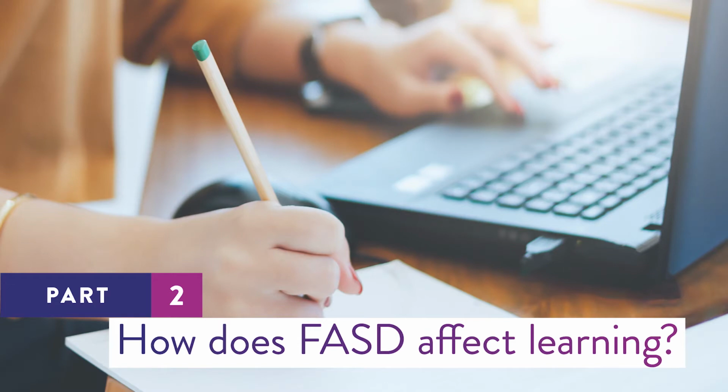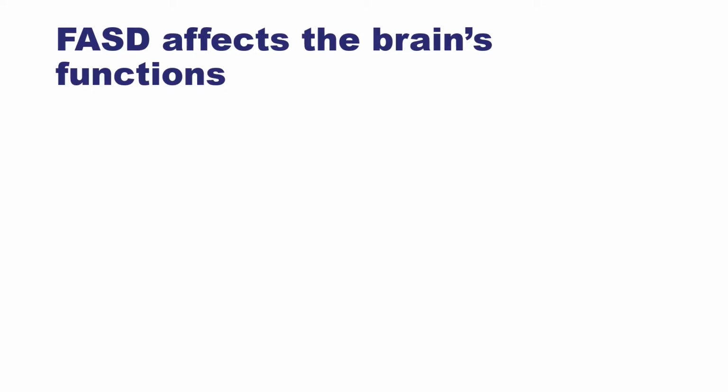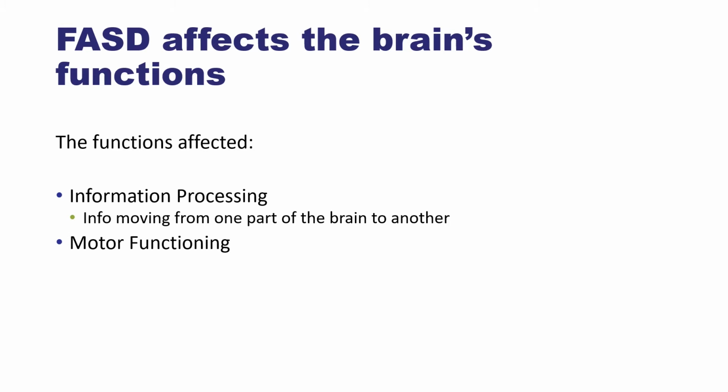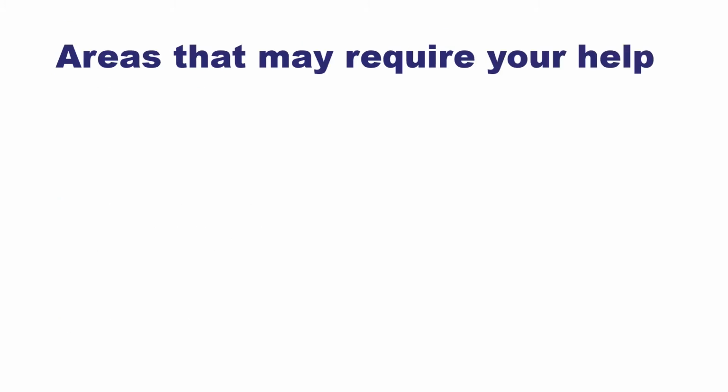Now we'll talk about how FASD affects learning. FASD does affect some of the brain's functions. The functions affected are information processing, so that's information moving from one part of the brain to another, motor functioning, learning, memory, and impulse control.